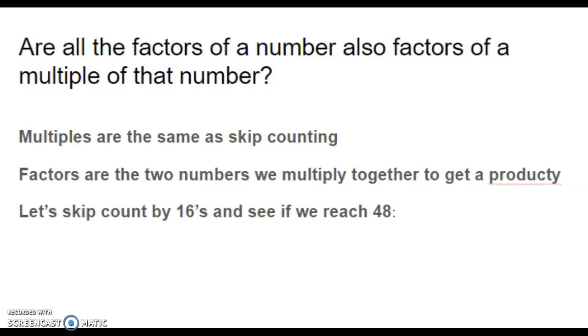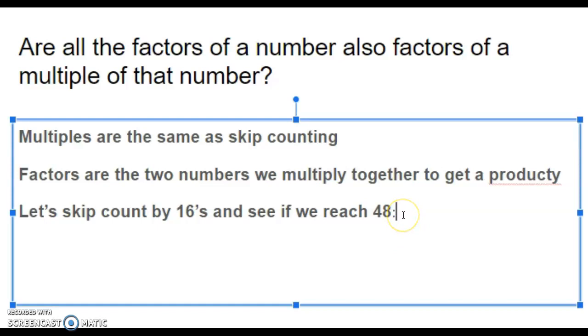Now, we know that multiples are the same as skip counting, like 2, 4, 6, 8, and so forth. And we know that factors are the two numbers that we multiply together to get a product. So let's skip count by 16s and see if we reach 48. So when we skip count by 16s, we know that 16 times 1 is 16. We know that 16 times 2 equals 32, and 16 times 3 equals 48.